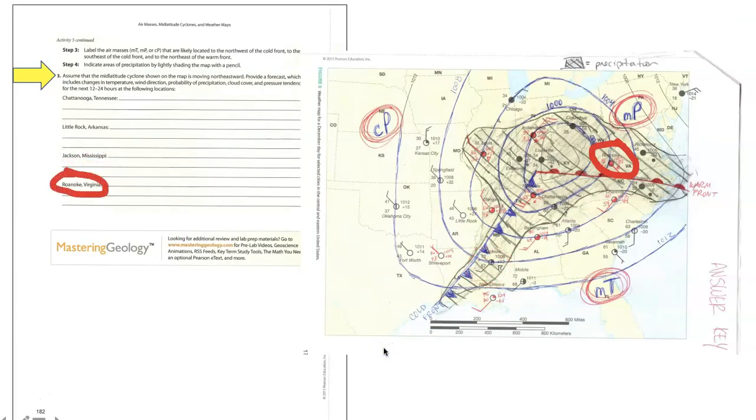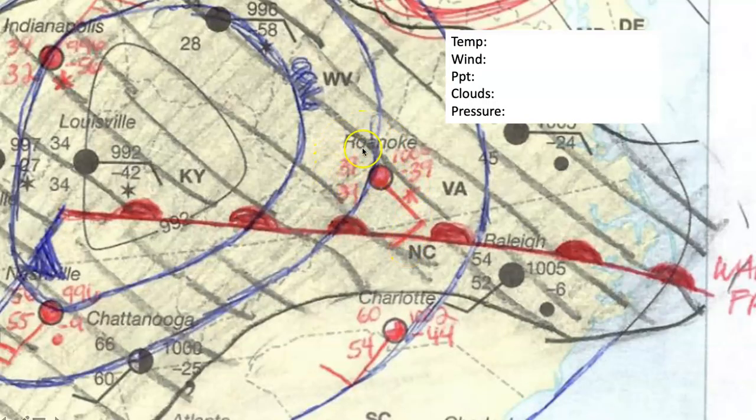Finally, let's look at Roanoke, Virginia. Now you can see that Roanoke is at the leading edge of a warm front. First of all, the temperature currently is 39 degrees, and it's snowing. Over here, we see 60 degrees, 66 degrees. So when the warm front passes, the temperature will get warmer.